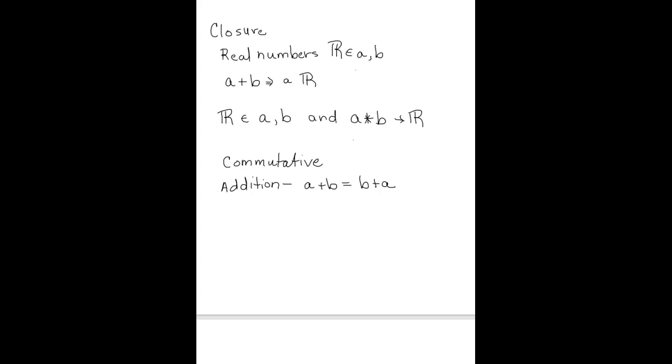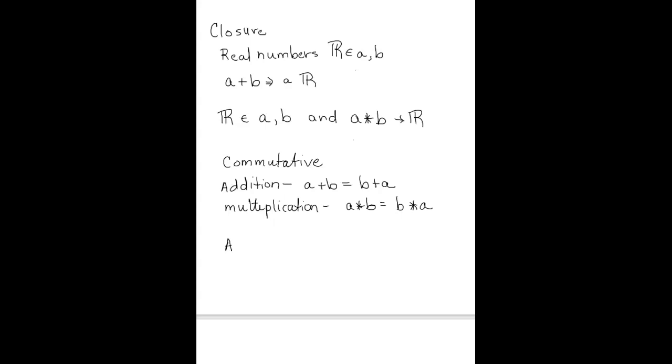For multiplication, you're going to have something very similar. A times B is going to equal B times A. Those are going to give you the exact same number. So that's commutative property.